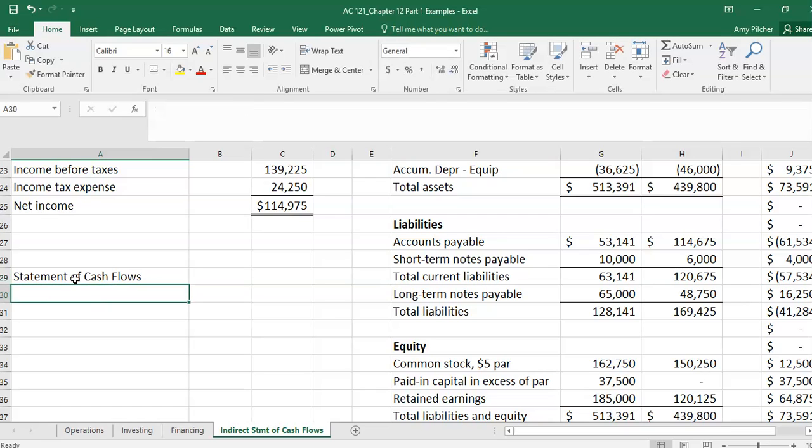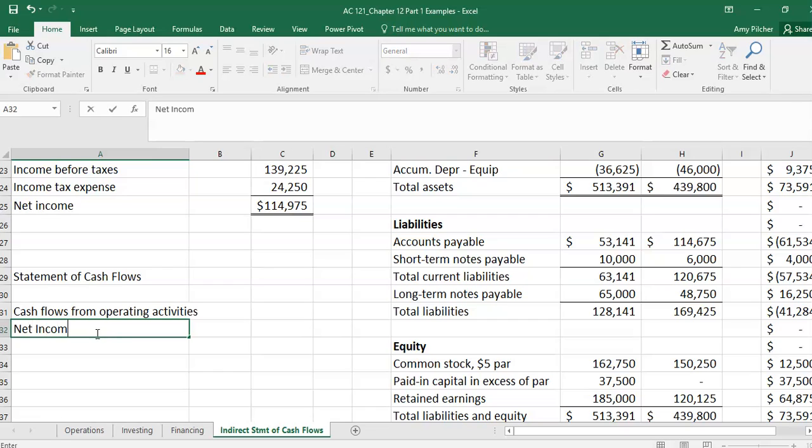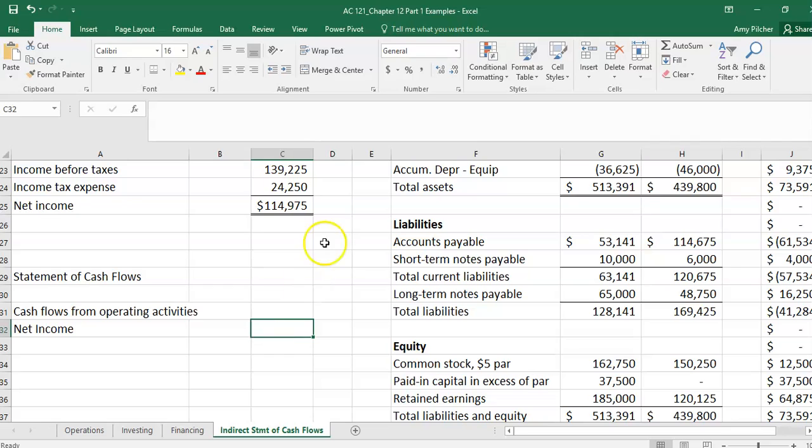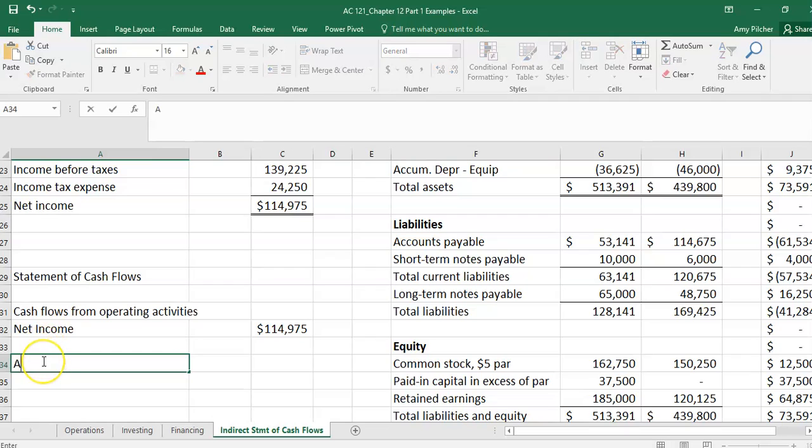When we're using the indirect method, the first section, remember, is always the operating activities section. And the indirect method starts with the net income. So our net income is $114,975. Our next part is making adjustments to net income for our non-cash items.